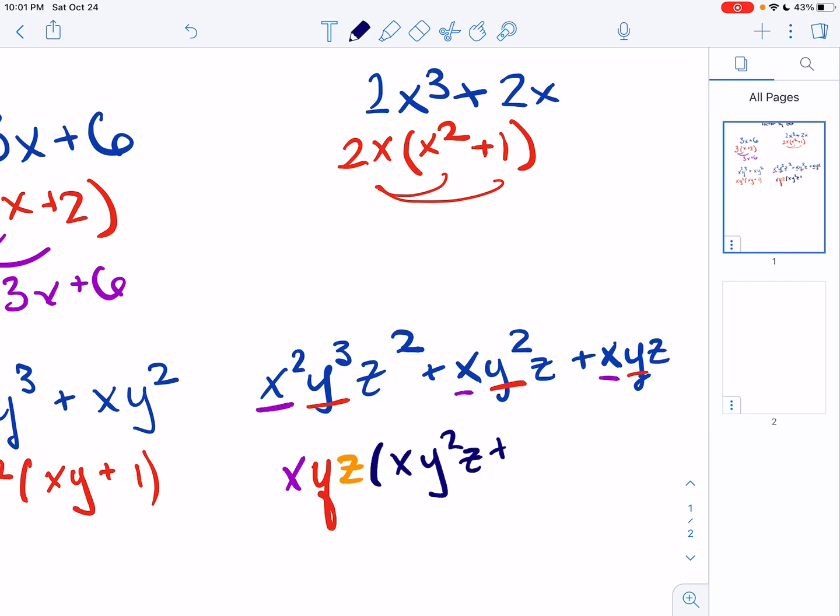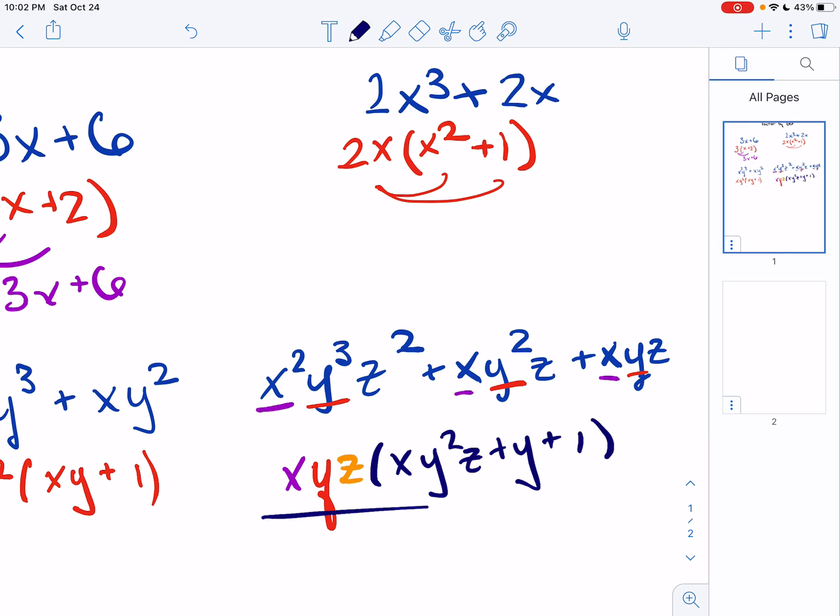That's the new first term. The second term, we had x. We took out x, so there's none left. We had y squared. We took out y, so we have 1 y left. We had z. We took out z, so we have nothing left in terms of z, just 1. That's the second term. The third term, we factored out x. We had x. We factored out y. We have y. And we factored out z. So this entire third term will be factored out. So we're left with 1.